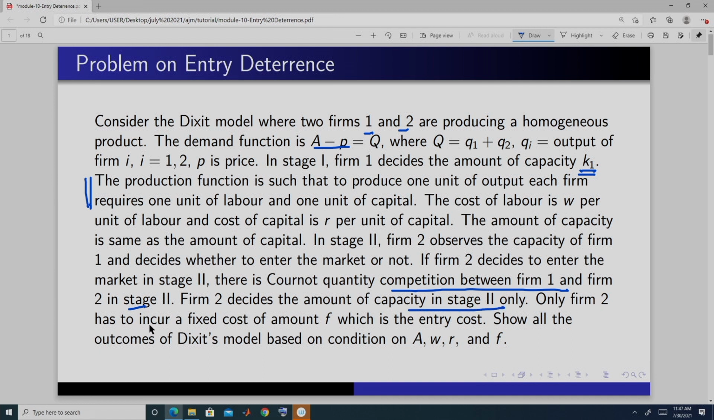And firm 2 decides the amount of capacity in stage 2 only. So, only firm 2 has to incur a fixed cost of amount F, which is the entry cost. Firm 1 has no entry cost because it is an incumbent firm, and firm 2 has an entry cost because it is an entrant firm. Now, we will show all the possible outcomes in the Dixit model based on providing conditions on A and W, because these are the parameters in this model.